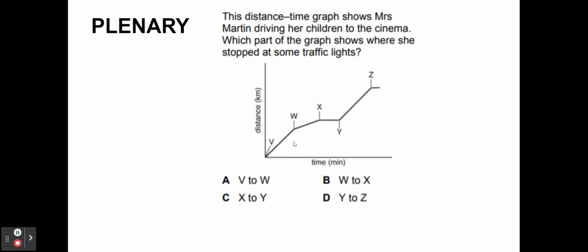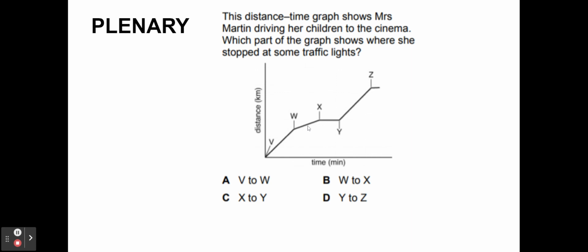Just for your own benefit, have a little think about what V to W shows. And of course that shows an object that's traveling at a constant speed. What about W to X? How does the speed from W to X compare to V to W? Is it faster, slower, or is it moving at the same speed? Have a little think about that.